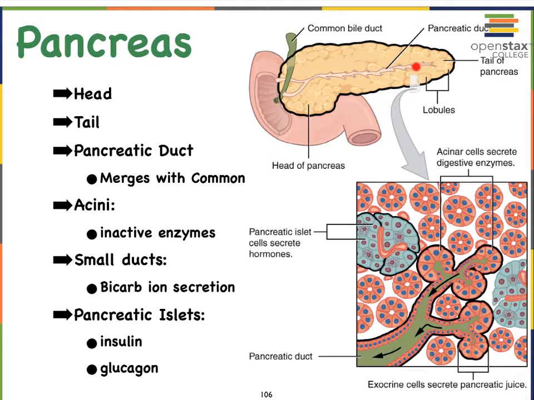Remember, it has that major duct called the pancreatic duct, which, by the way, actually also can split off to have its own entrance into the small intestine. But we see the major duct merging with the common bile duct to eventually form the sphincter of Oddi. The portion of the pancreas that sits closest to the small intestine we refer to as the head of the pancreas, and the more tapered end we refer to as the tail of the pancreas.